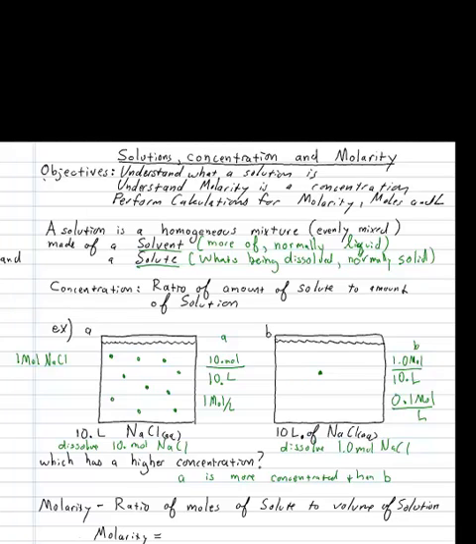Now, there's a special term for this concentration up here for A and B, and how we calculated that. So 1 mole per liter would be a 1 molarity solution. Molarity is just how a chemist measures the concentration of a solution. It's the ratio of moles of solute to volume of solution. So we take the moles of solute divided by the liters of solution. And that's the molarity.